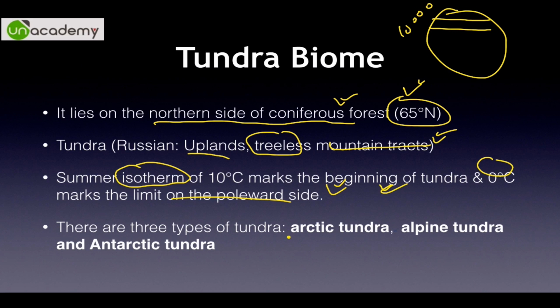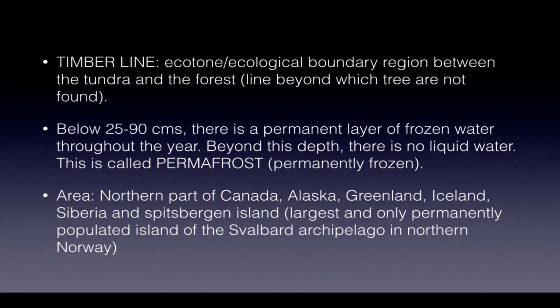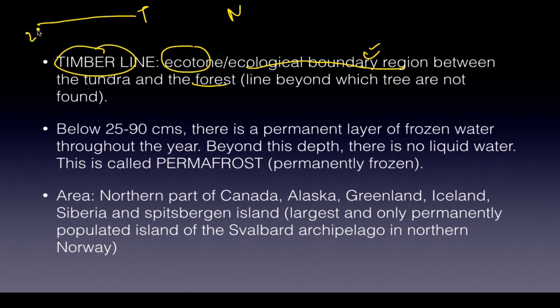Obviously, I have explained to you the north is Arctic, the height one is alpine, and the south is Antarctic tundra. Now there is a concept of timberline, which is the ecotone or ecological boundary region between the tundra on the north and forest on the south, and this is the line beyond which there is no forest. And let's see, this is the top layer of the soil, about 25 to 90 centimeters deep only. The soil is permanently frozen throughout the year.